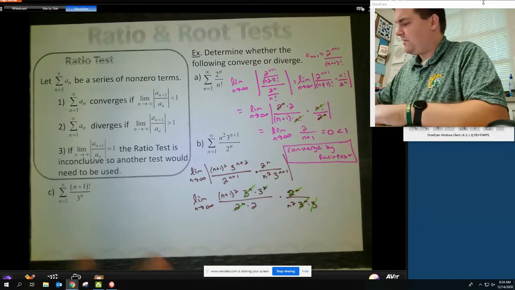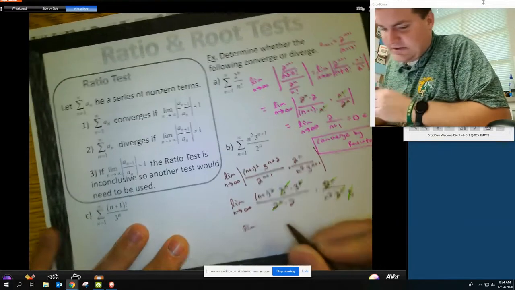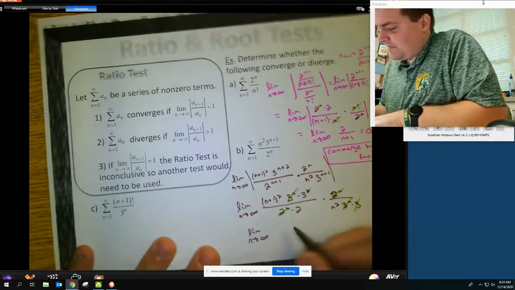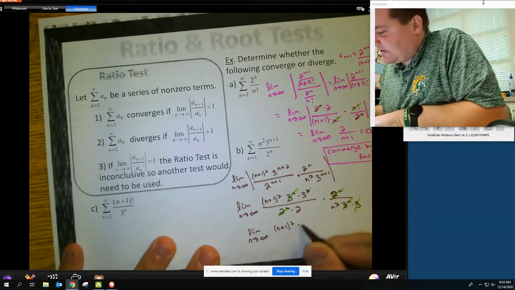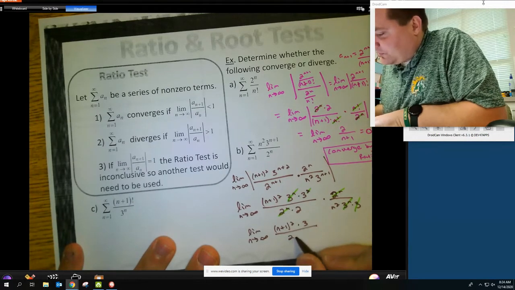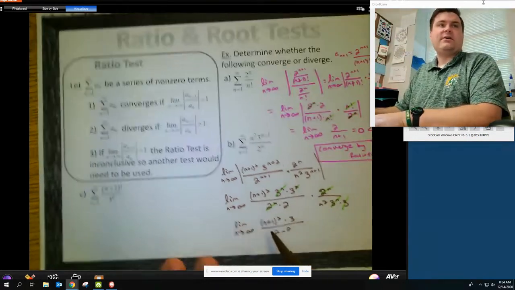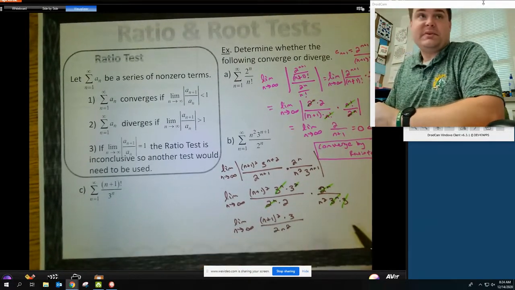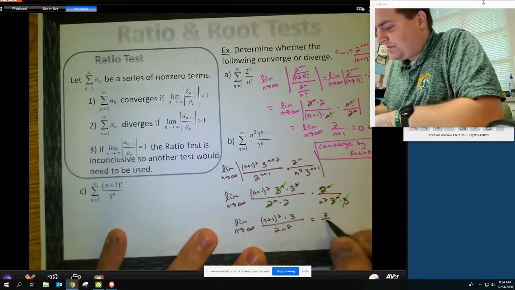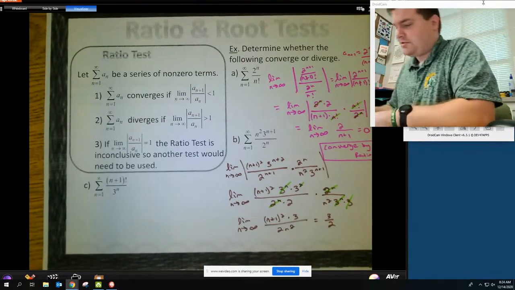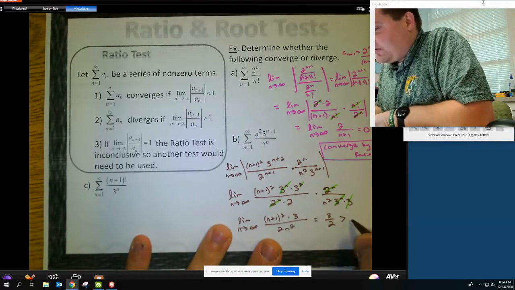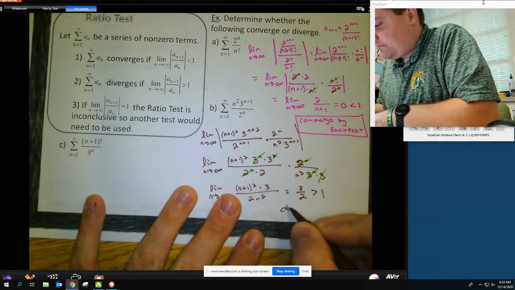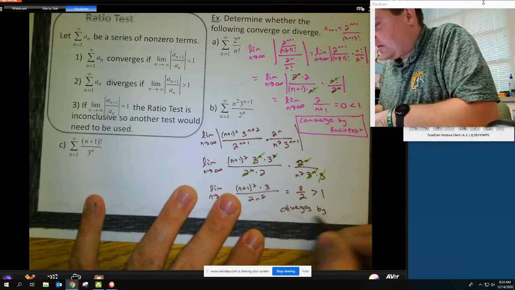So all I'm left with here is going to be the limit of n approaching infinity of (n+1)^2 times 3 all over 2n^2. And if you expand this out, your coefficient would be n^2, so it'd be 3n^2. So this is actually just going to be 3 over 2 because I have that n^2 top and bottom. Coefficients are just 3 over 2. And that is greater than 1. So therefore, I'm going to say that this diverges. Again, you always have to mention the test.